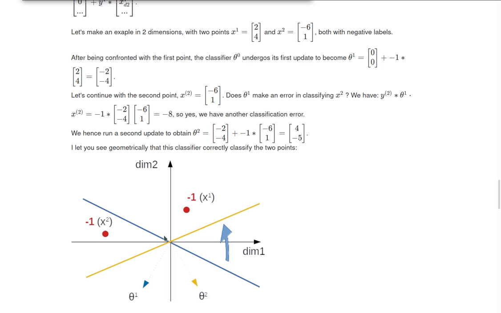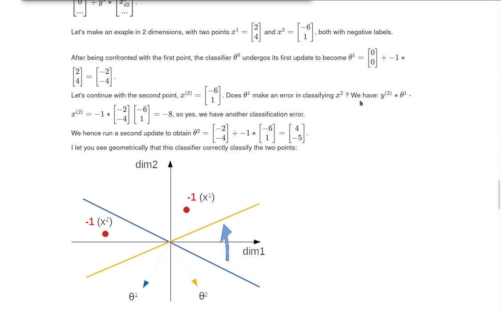So here is -2 and -4. This is the norm of theta 1, and here is our first hyperplane when it saw only the first data. Now let's continue. We have x2, -6 and 1. Does this classifier make an error? Well, we can see graphically that it makes an error. Let's compute it.